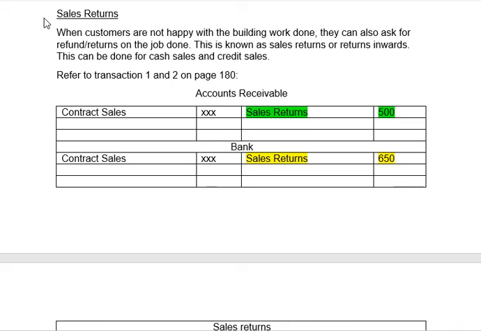It's also sometimes called returns inwards because the returns come back to your business, whereas purchase returns will be called returns outwards because you're sending it out back to the supplier.